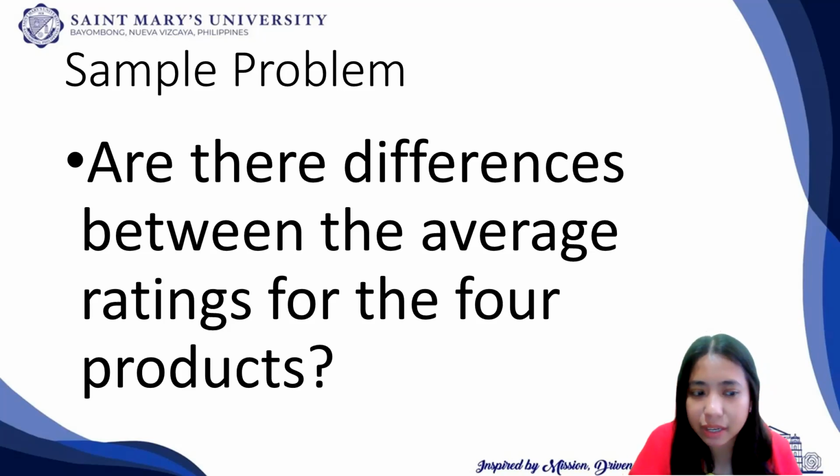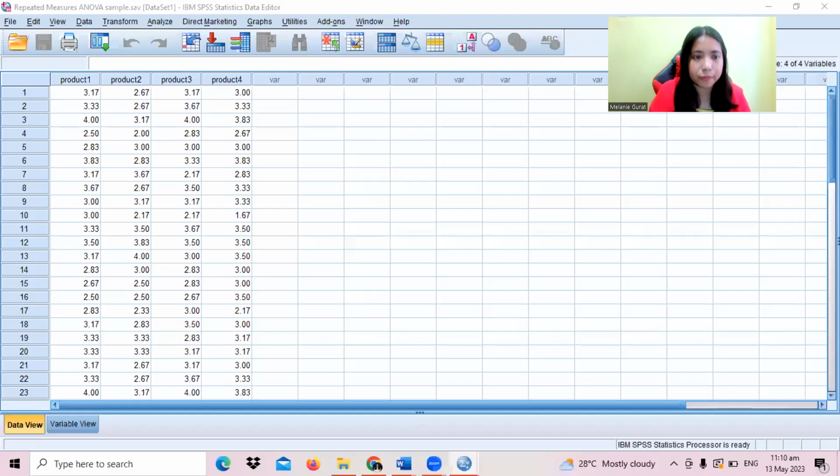Okay, so to answer this, we of course need to open our data set. So this is the data set. We have here encoded product 1, product 2, product 3, product 4, our variables. And of course, it's also encoded here the average rating given by our respondents. So how are we going to answer the question?